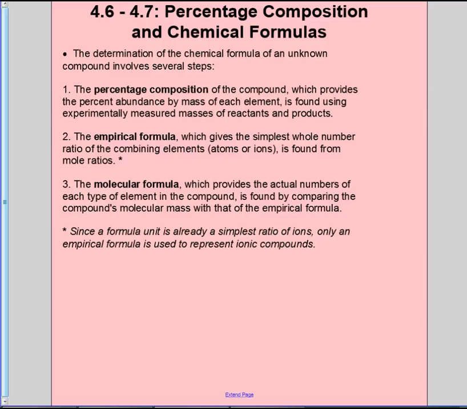An example of an empirical formula for an ionic compound, that's all we use. That is, for the formula unit, calcium carbonate would have an empirical formula of CaCO3. We wouldn't call that a molecular formula because ionic compounds don't exist as molecules. And we know that the formula unit represents the lowest ratio of ions in that ionic solid or in that ionic substance.